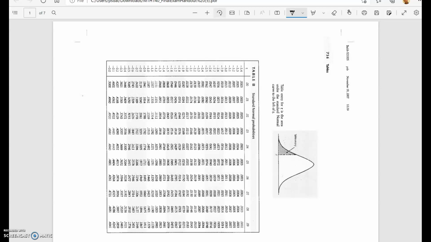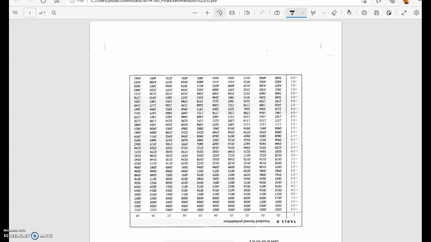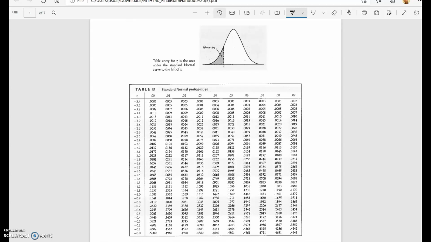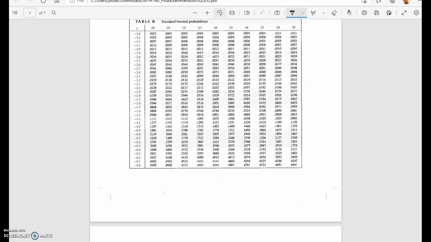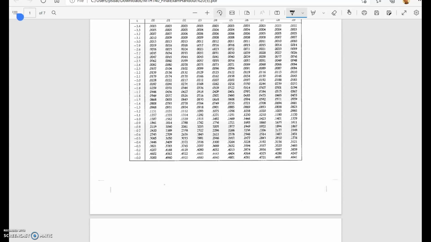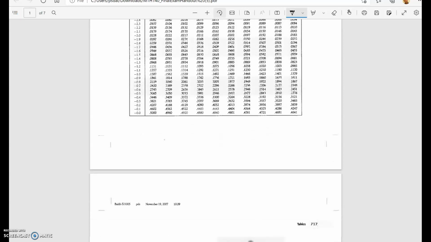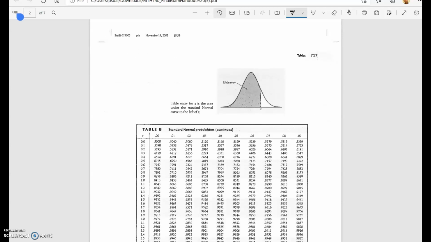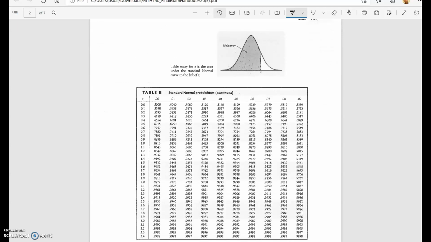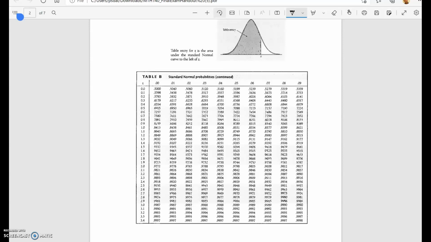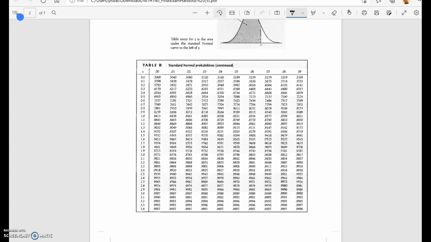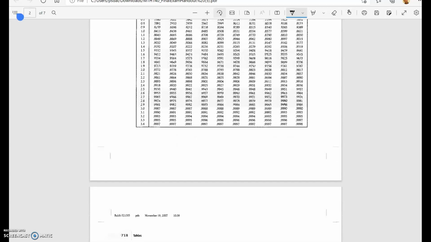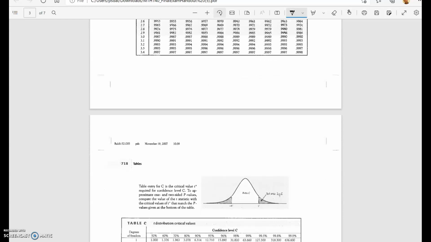So I'll quickly go over the final exam handout with you. You're going to get table B, and this is used for finding probabilities in a normal distribution and also finding the p-values in a z procedure. The first page is the negative side of the standard normal distribution, and the second page is the positive side of the standard normal distribution.